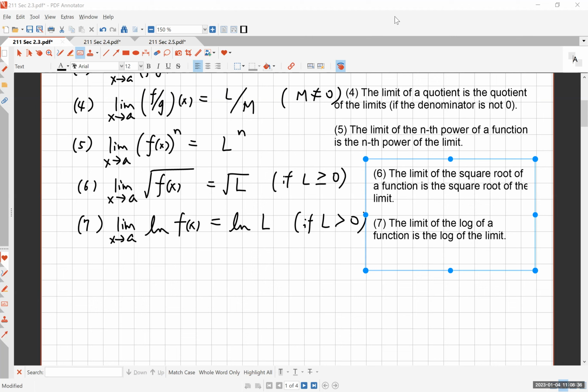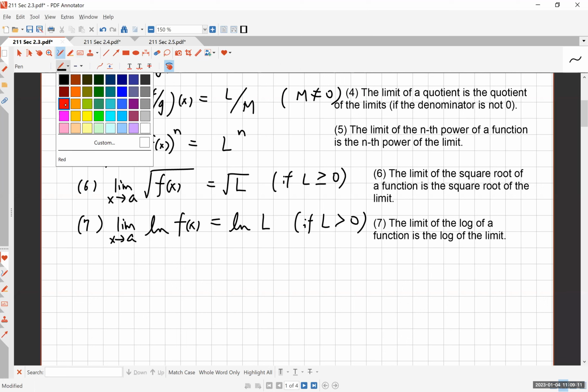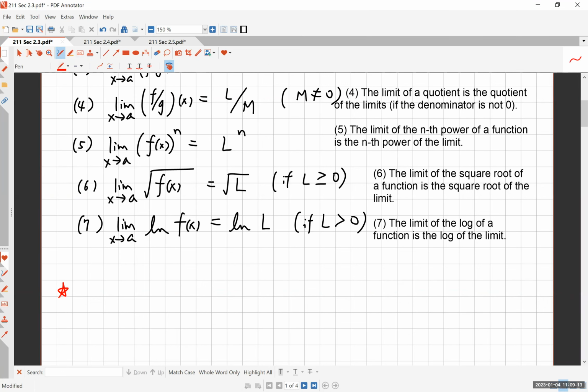Remember, x doesn't ever get to exactly a. X gets closer and closer to a. In other words, a and x are clearly different. X minus a cannot be 0. That's something very important for you to remember. All right, so I'm going to use a different color here just to tell you something that's very practical.